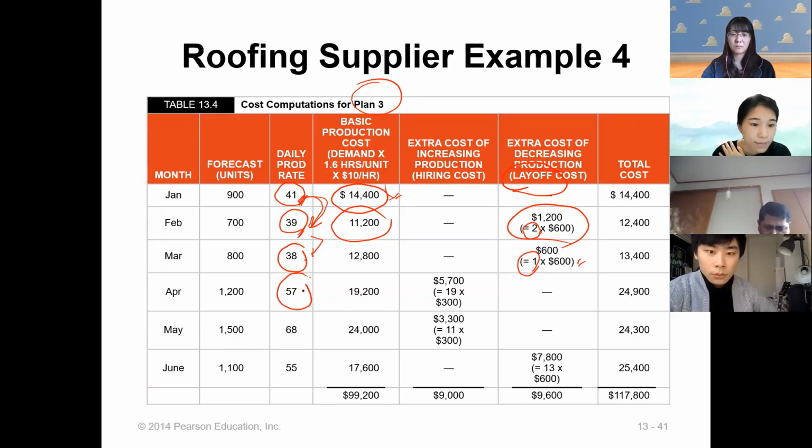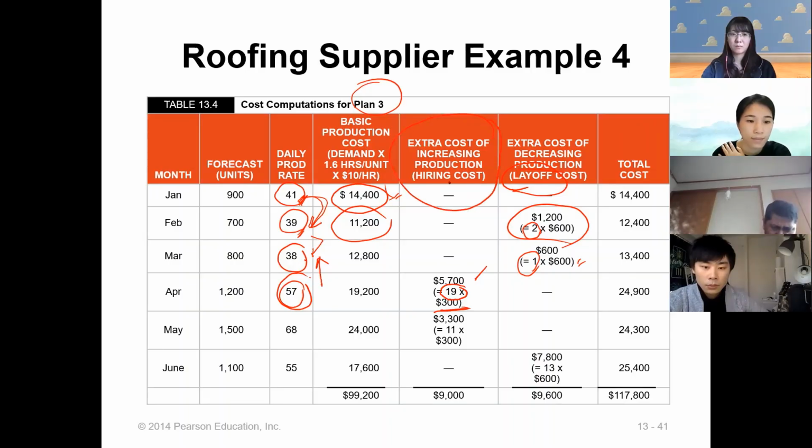But from 38 to 57, there is an increase of 19 units. 19 times 300 is 5,700. So this is the extra cost of increasing production. Increasing production by 1 unit, we incur a $300 cost. Decreasing, 600 cost. So that's what is shown here. This is the change from one month to another. Are you following? You can follow, right?